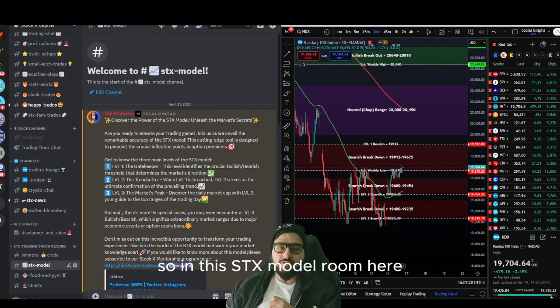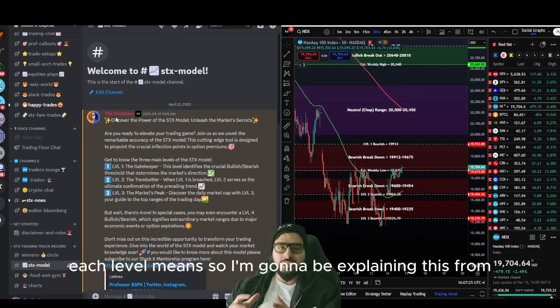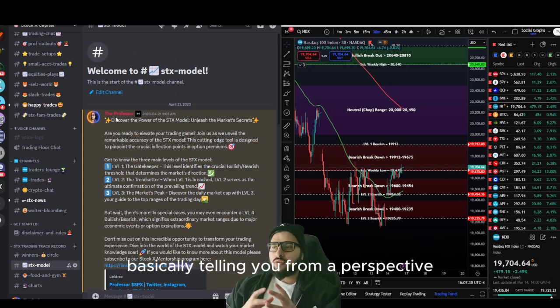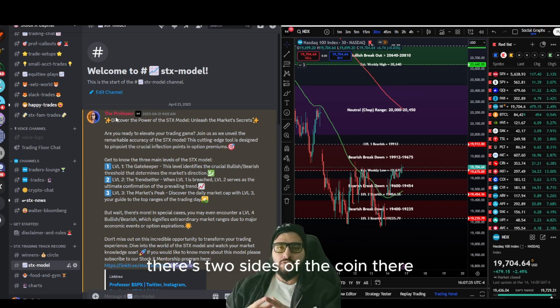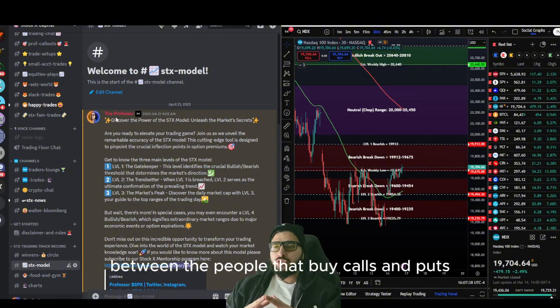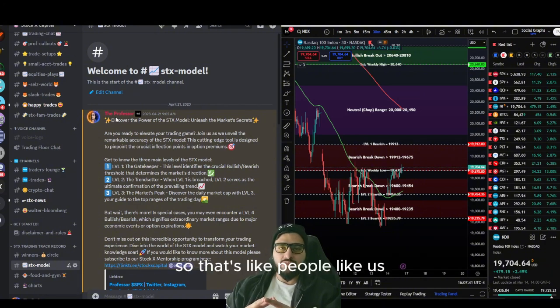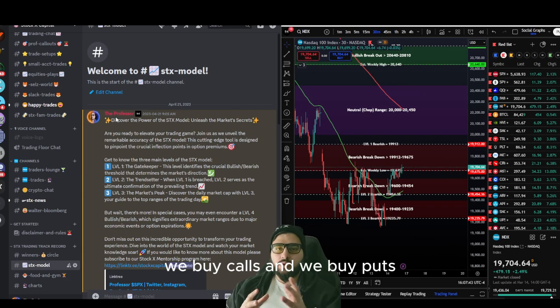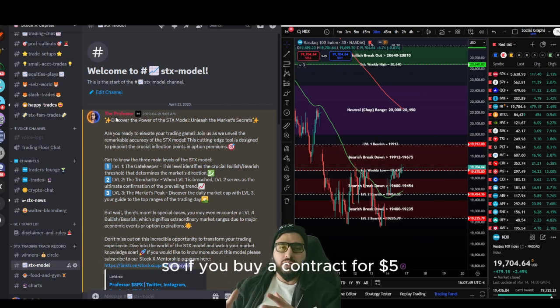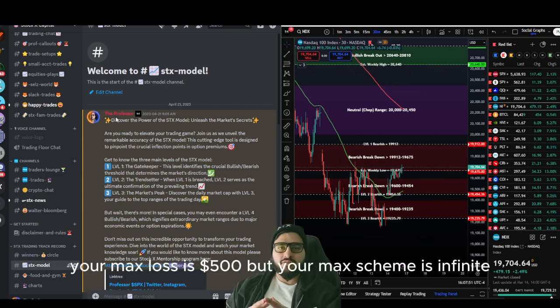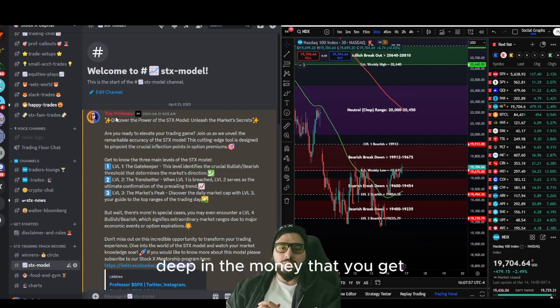So in this STX model room here, it explains what the definition behind each level means. I'm going to be explaining this from a perspective, because when it comes to trading options, there are two sides of the coin here. It's a zero-sum game between the people that buy calls and puts. That's people like us: we buy calls and we buy puts. Our max risk is the amount of money that we initially front. So if you buy a contract for $5, your max loss is $500, but your max gain is infinite depending on how deep in the money you get.